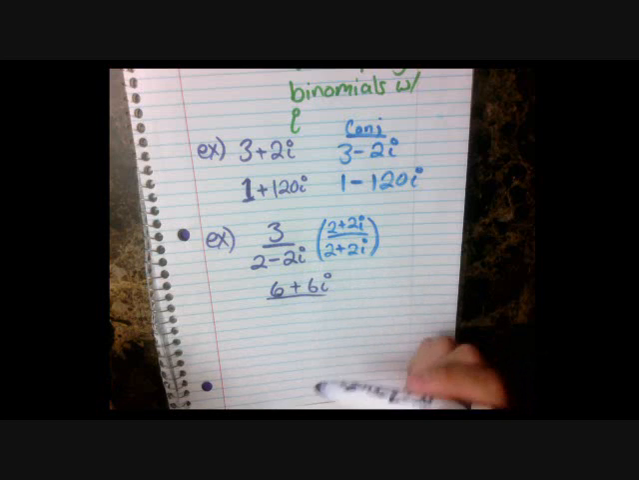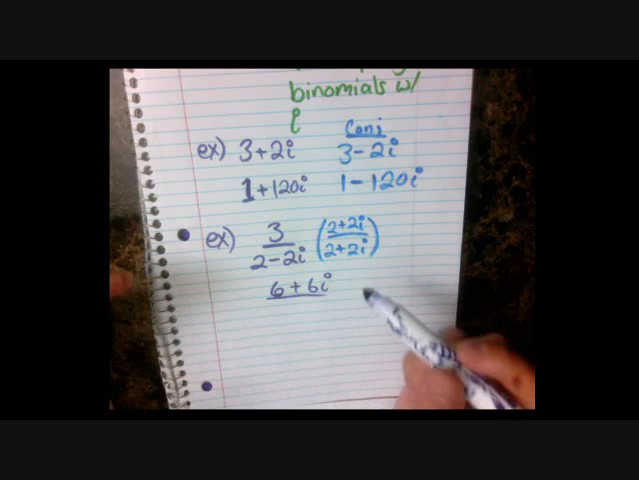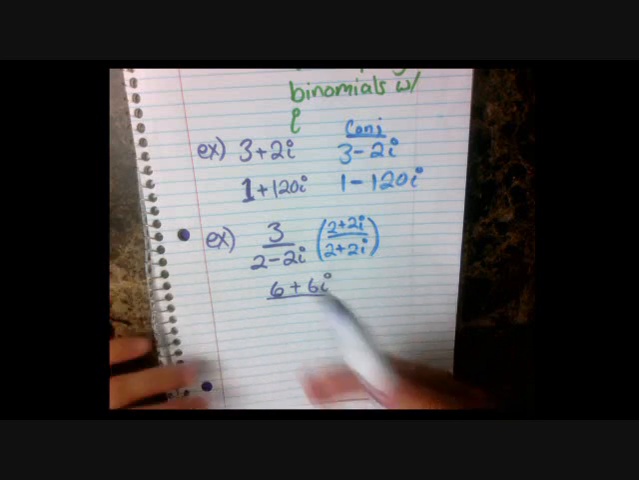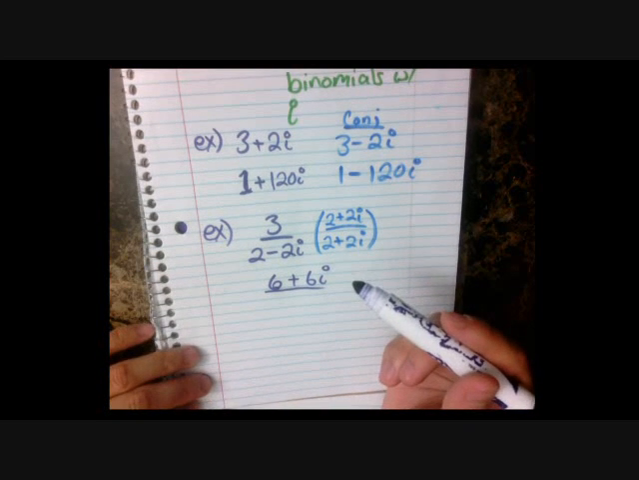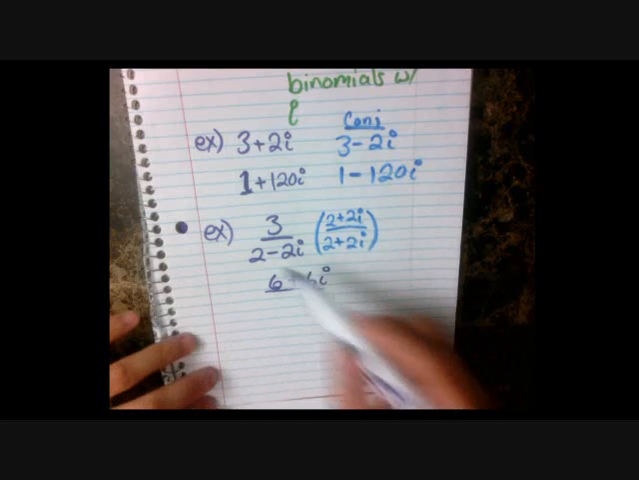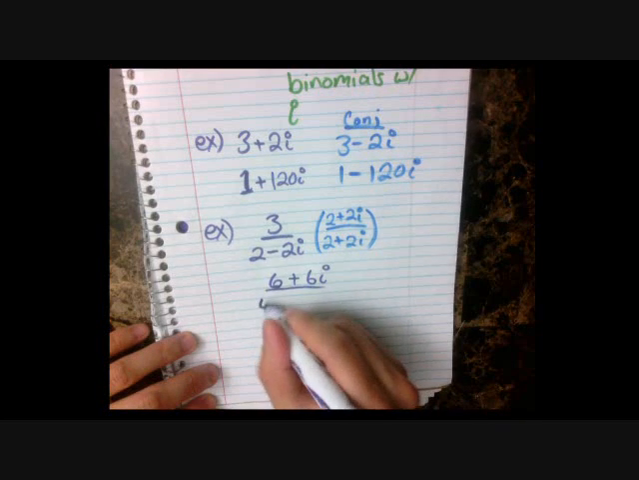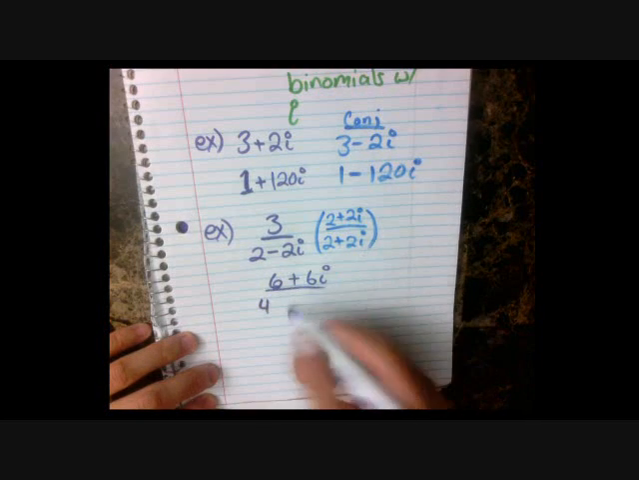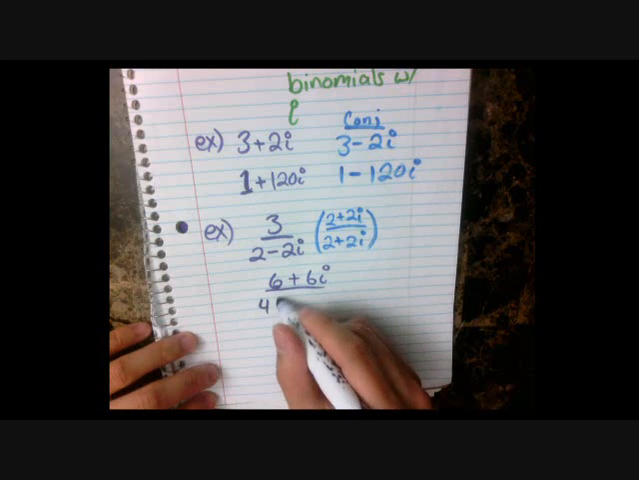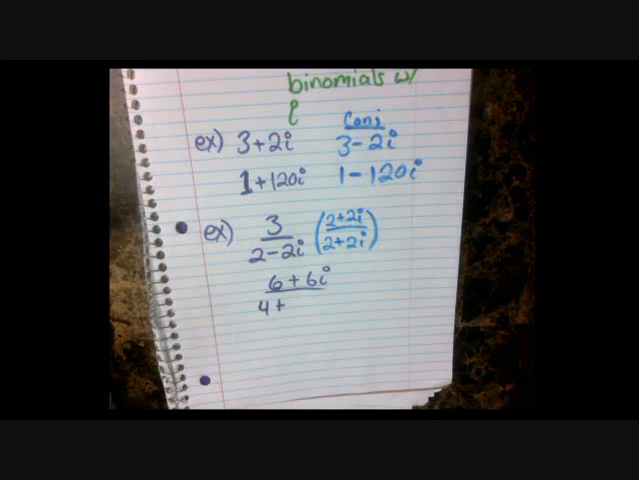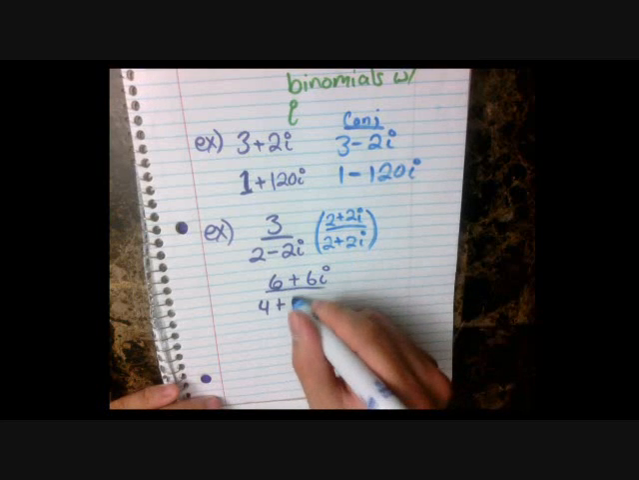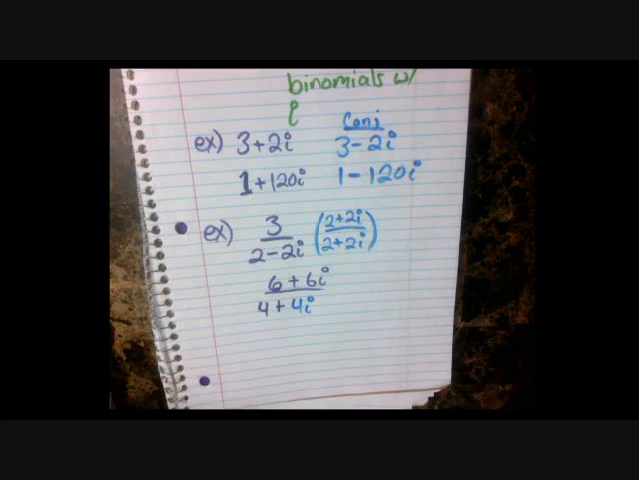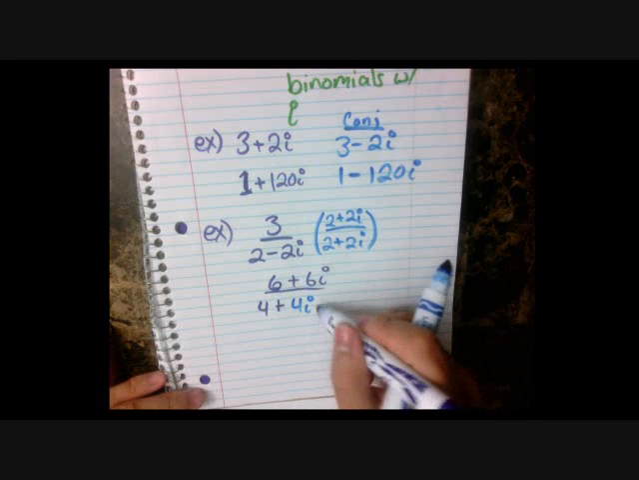I'm going to FOIL the whole thing out to prove that it eliminates the outer and inner terms, but I don't recommend that you actually do this. Let me show us what happens when you FOIL. First times first, 2 times 2 is 4. Outer is 2 times positive 2i. Let me highlight in a different color. 2 times 2i is going to give us 4i. And then negative 2i times 2.